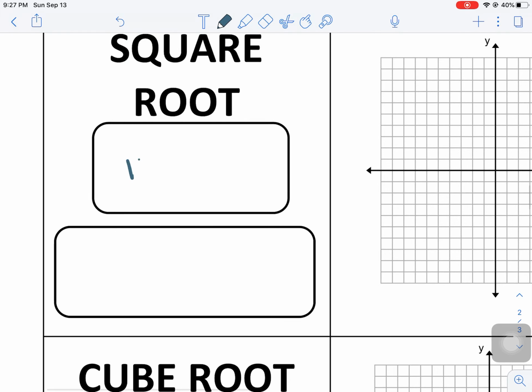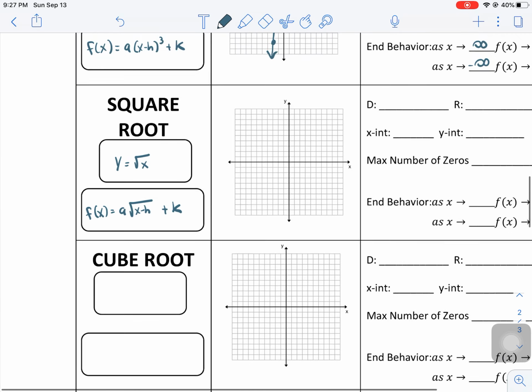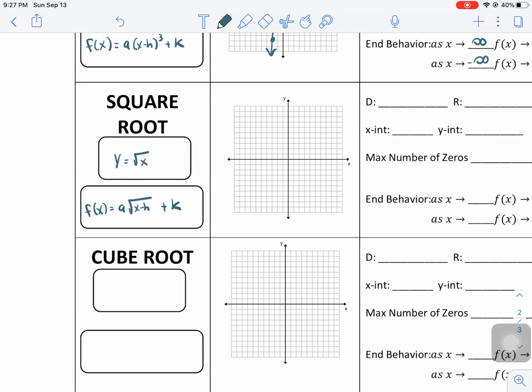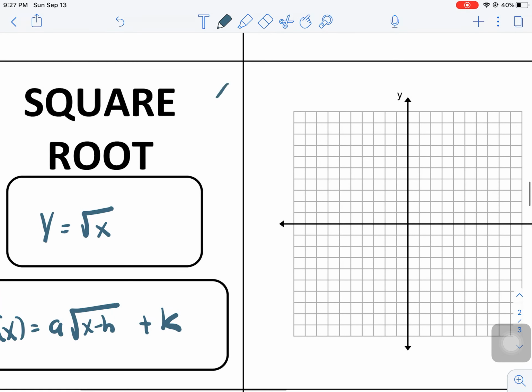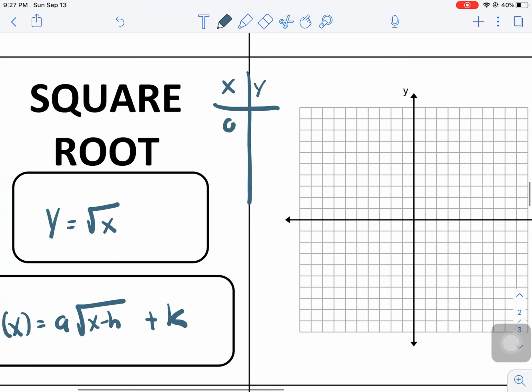All right, square root function. The square root function is y equals the square root of x, okay? Transformation form, f of x is equal to a square root of x minus h, and then plus k is outside of the square root. So if we're graphing this function, when we do our xy table, we have to pick numbers that are nice for a square root.